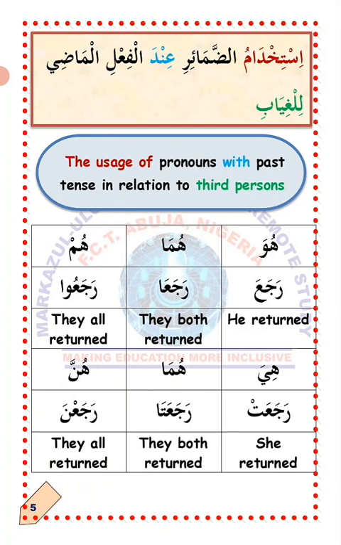هو رجع, هما رجعا, هم رجعوا. Raja'a means he has returned or he returned. So how do we change the verb raja'a to suit huma, representing two male persons that came back? All you need to do is to attach alifun to the last letter of raja'a. Raja'a will now become raja'ā, which means they have both returned.